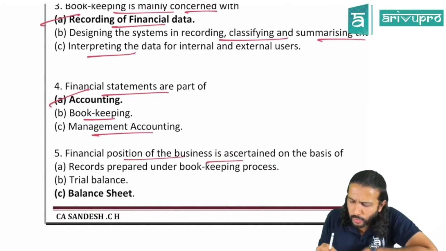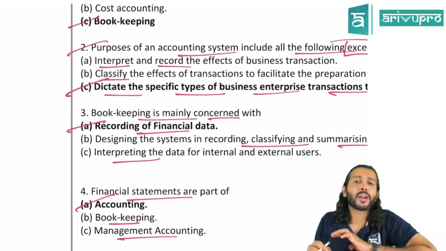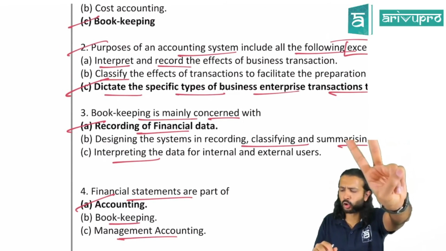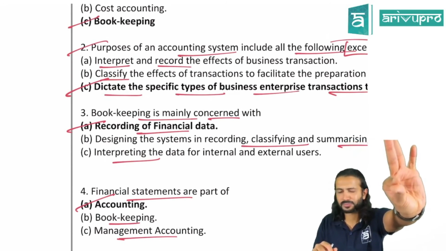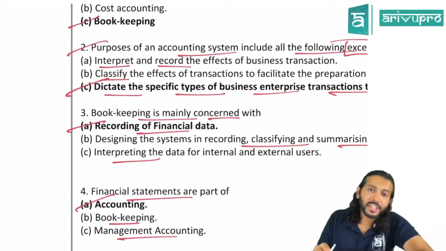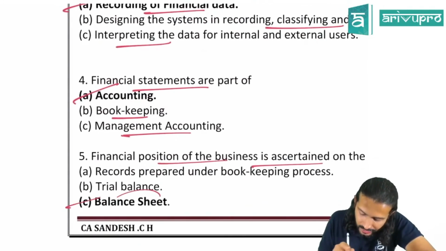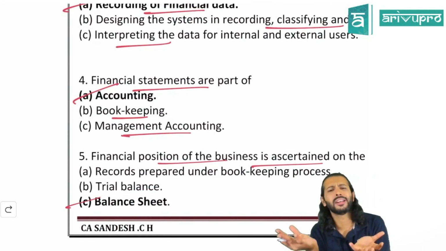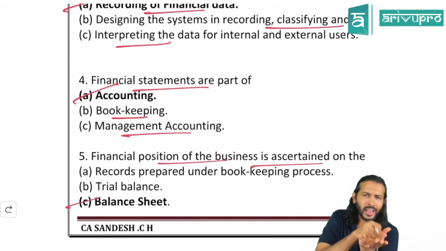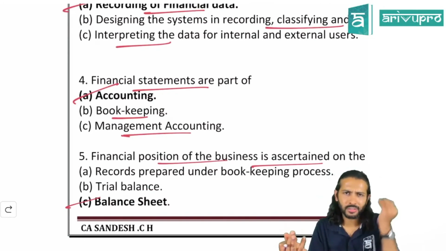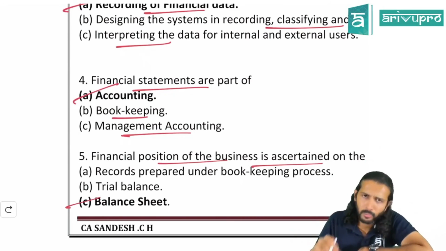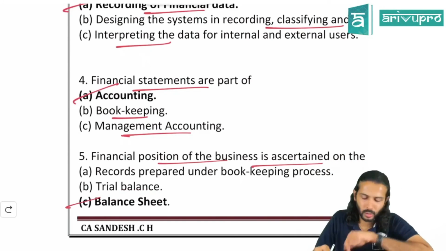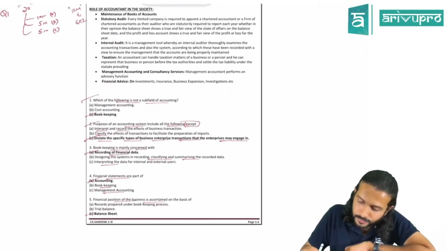Financial position of a business. Which statement gives you the financial position? P&L or balance sheet? I'll give you 2 options only. Balance sheet gives you the financial position, so that is the right answer. Financial position means the position of assets and the position of liabilities: how much assets we have, how much liabilities we have. The statement that gives that is the balance sheet. So that is the right answer.